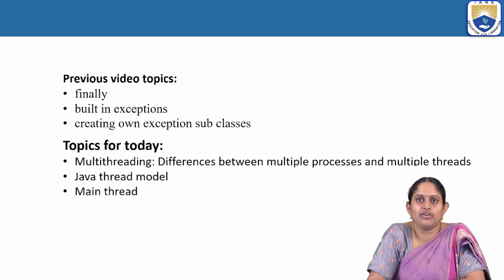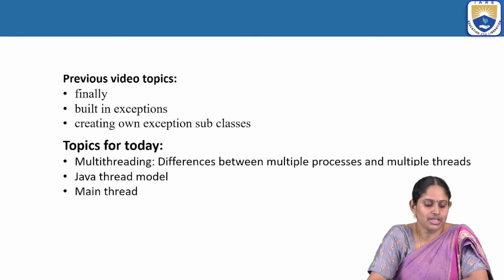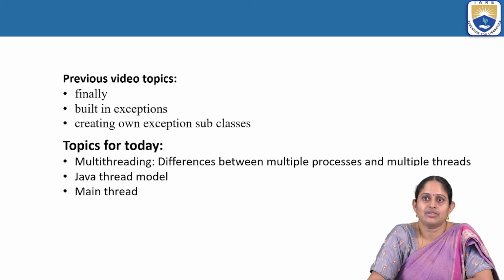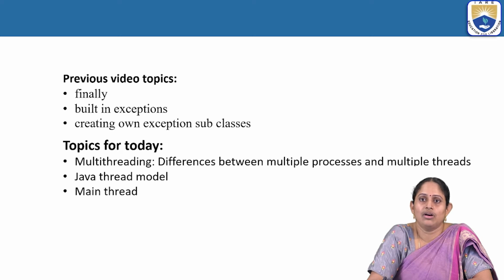So, in the previous video, we discussed exception handling mechanisms, finally, how we can create our own exceptions in Java, and what the various built-in exceptions available are. In today's video, we are moving into multi-threading concepts. We look into the difference between multiple processes and threads, the Java thread model, and what the main thread in Java is.